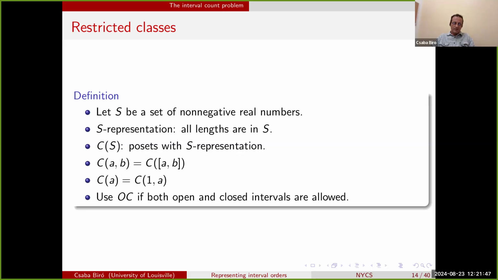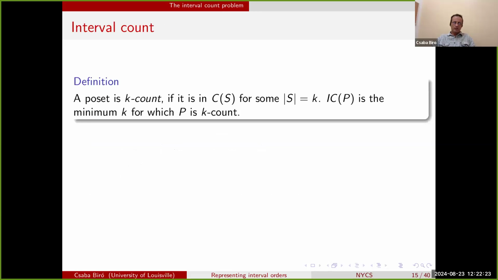So the class C of S is going to be the set of posets that have an S representation. And some shortcuts here: C of (A, B) will be the set of posets that have a representation in which every interval is of length between A and B. And we will say C of A is the class of posets that have a representation with every interval of length between 1 and A. And we will use OC instead of C if both open and closed intervals are allowed. So another definition of poset is called K-count.